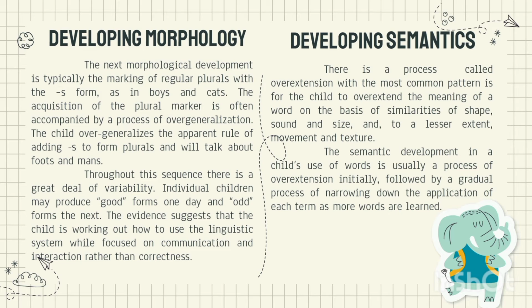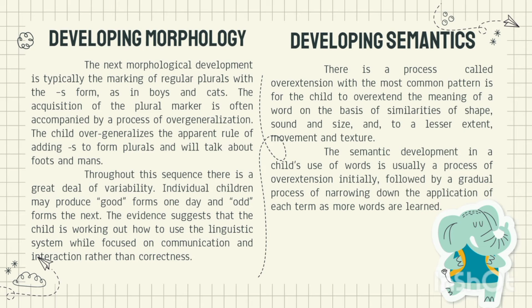Developing morphology. The next morphological development is typically the marking of regular plurals with the S form, as in boys and cats. The acquisition of the plural marker is often accompanied by a process of overgeneralization. The child overgeneralizes the apparent rule of adding S to form plurals, and we'll hear foots and mans.